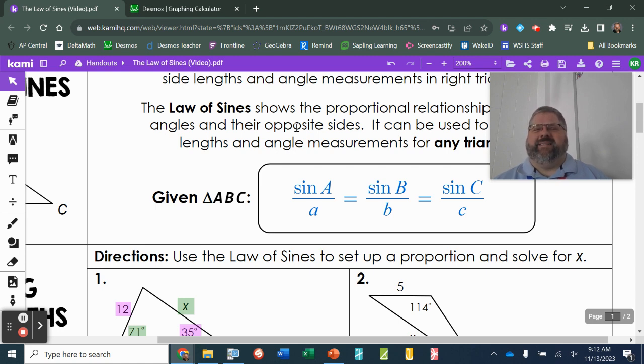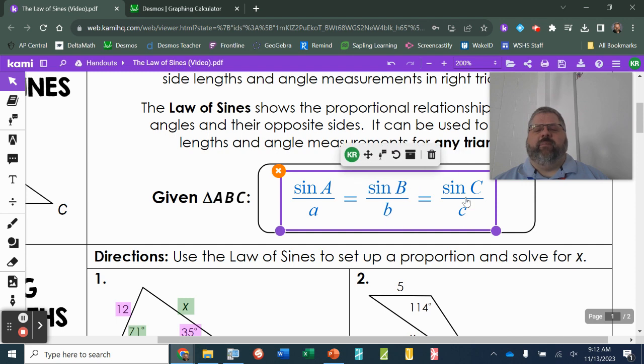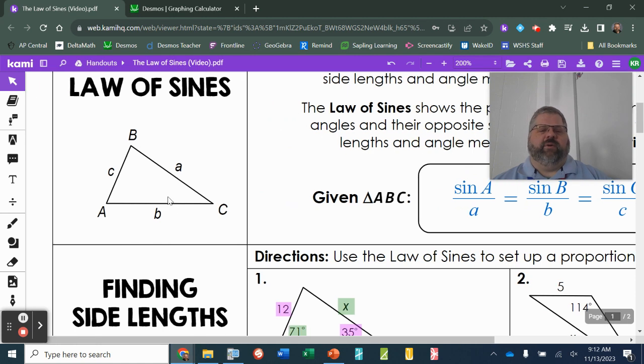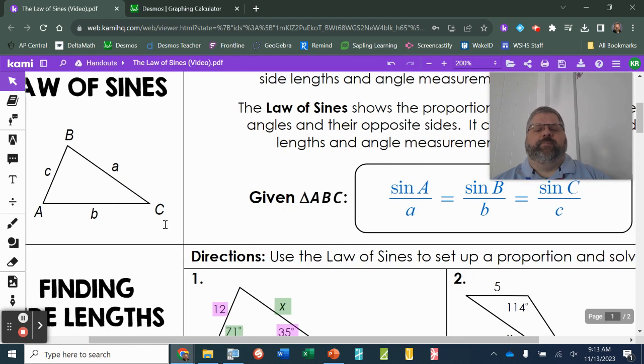Remember, in class, we discovered that the sine of an angle divided by the opposite side which it corresponds to will be equal to the sine of another angle in a non-right triangle divided by its opposite side. So again, we get this equation: the sine of A divided by side A is equal to the sine of B divided by side B is equal to the sine of C divided by side C, given a non-right triangle such as this one here.